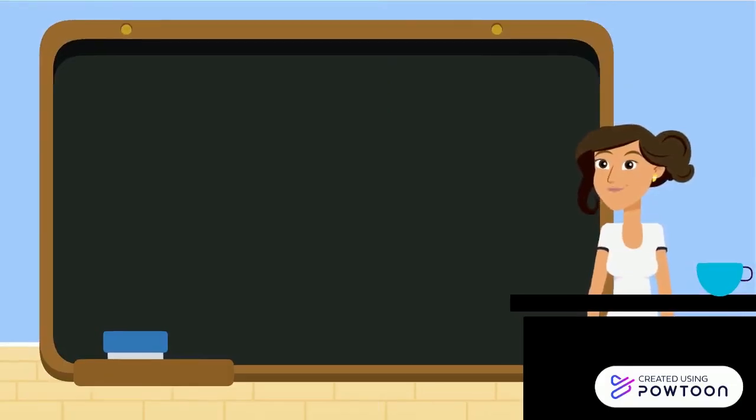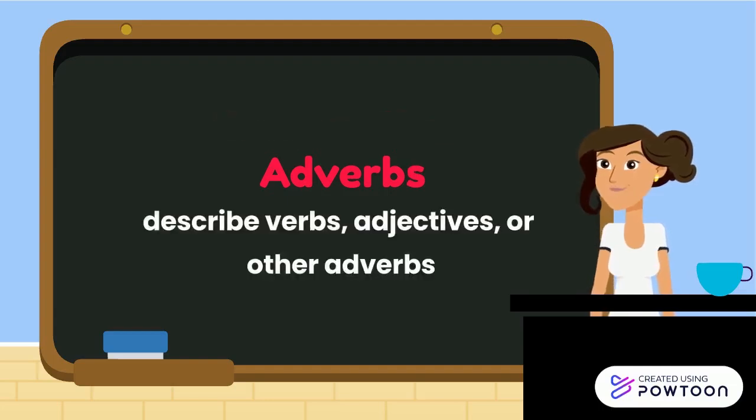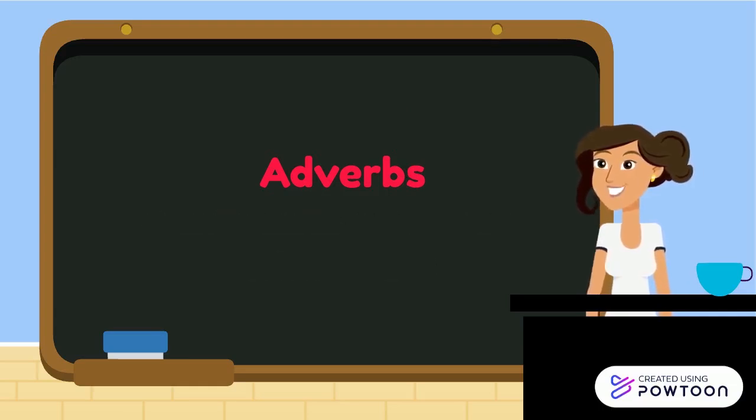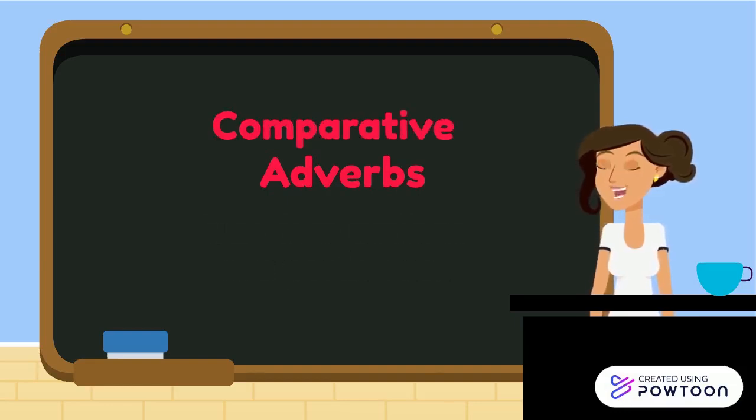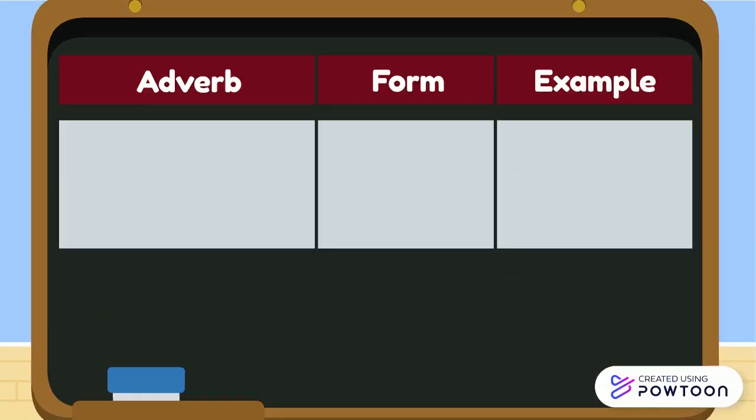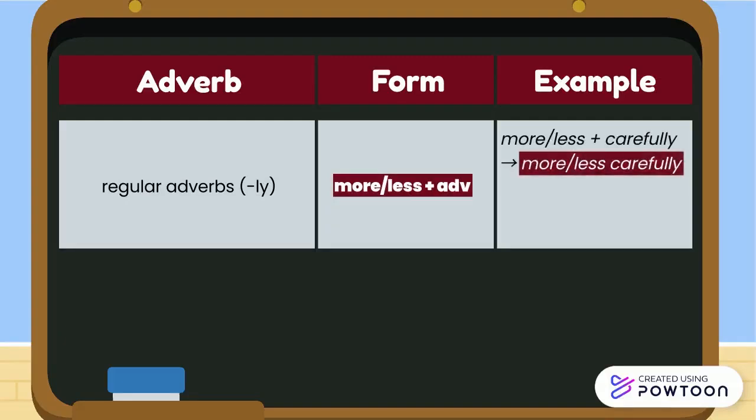Now let's take a look at comparative adverbs. Adverbs describe verbs, adjectives, or other adverbs. They tell us how something is done. When we compare how two actions are performed, we use comparative adverbs. For most regular adverbs, those that end in ly, we need to add more or less before them, which is somewhat similar to two-syllable adjectives. For example, carefully becomes more or less carefully, or easily becomes more or less easily.